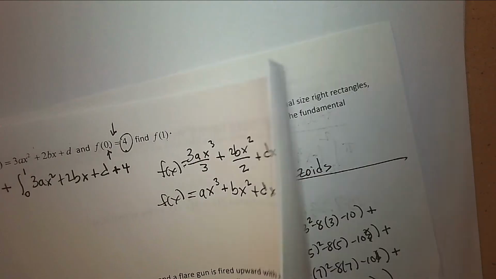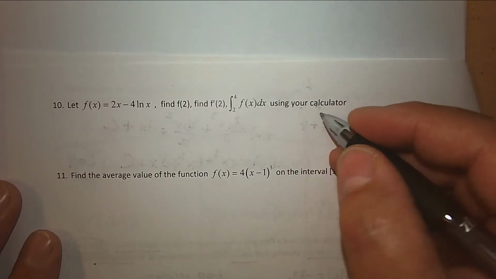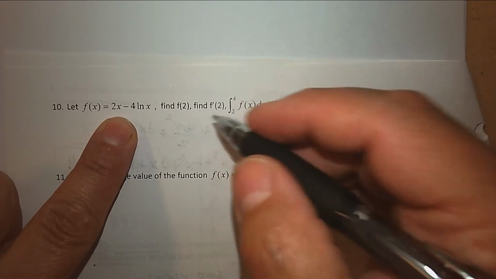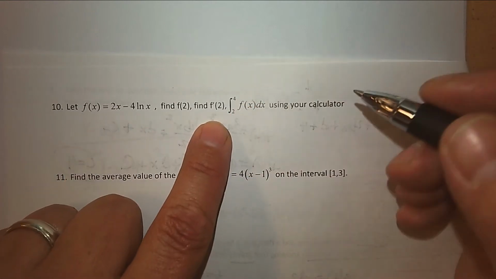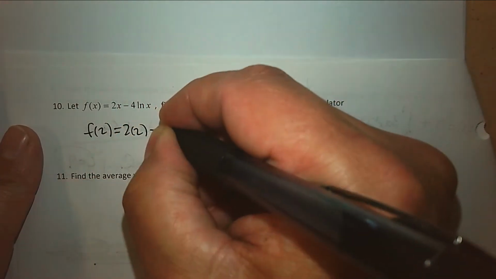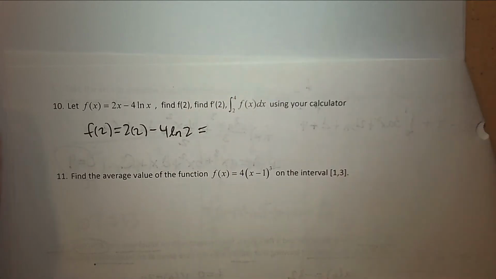All right, turn the page. Number 10, it says use your calculator, so I'm going to have to do that. It says let the function equal this, and it says find f at 2 and the derivative of f at 2, and then integrate. So let's do a few things with our calculator. So first, if I said find f at 2, use your calculator.